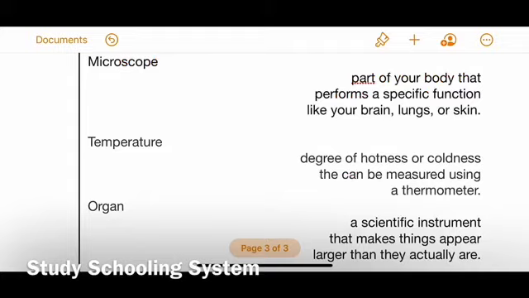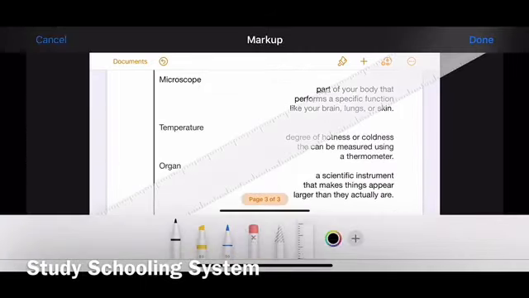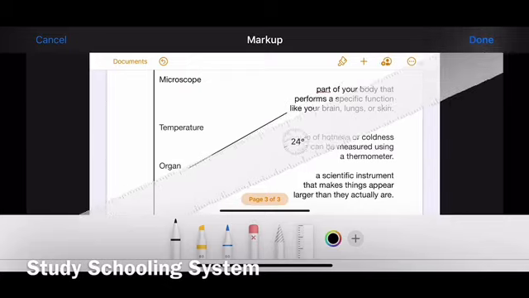Now look at the words. Which of these three words is a body part? Yes, organ is a body part. The other 2 are just things. So use a ruler to carefully match it with a pencil. Done. The first one is done.